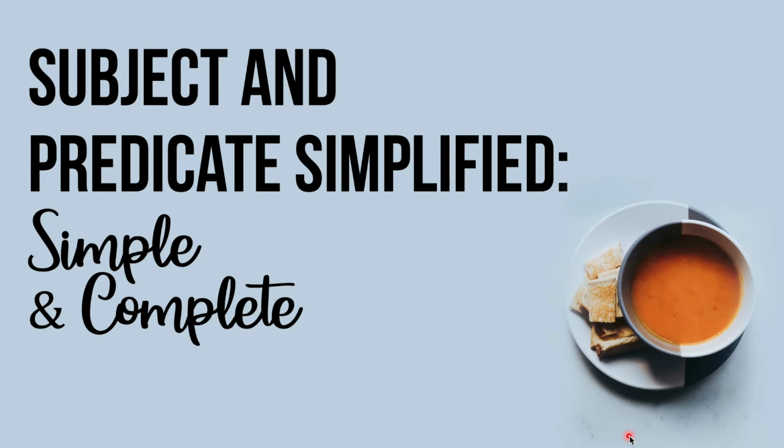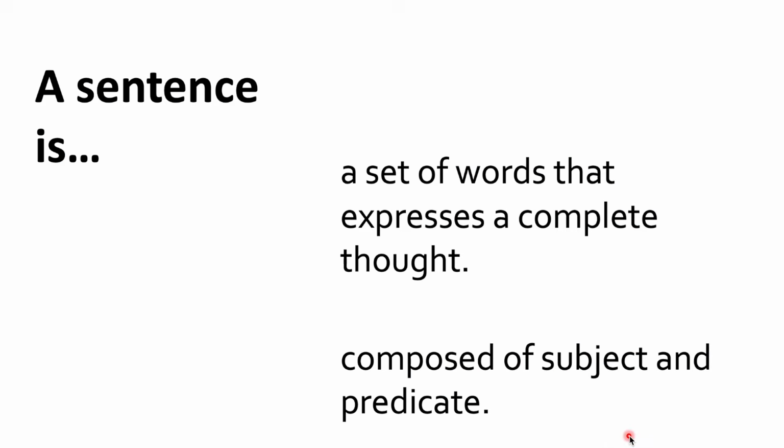Let's talk about subject and predicate simplified. We will have the simple and complete subjects as well as the simple and complete predicate. Okay, so just a review, guys. A sentence is a set of words that expresses a complete thought and is composed of subject and predicate.